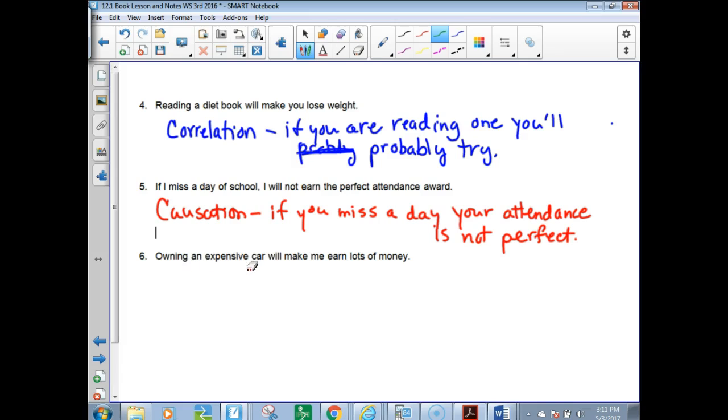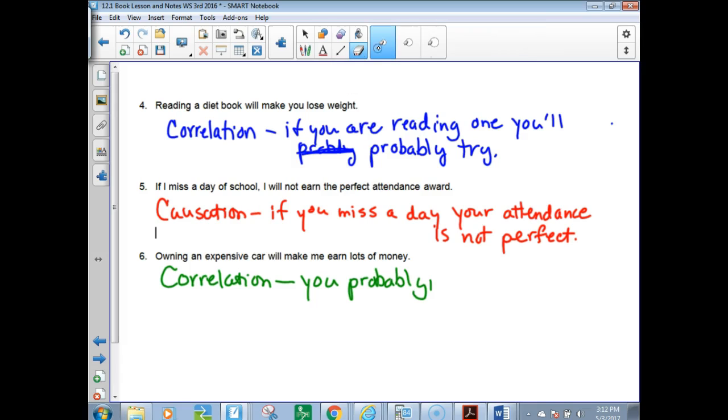Okay. Owning an expensive car. Guys, come on. We're goofing around. Owning an expensive car will make you earn lots of money. It's a correlation, though. You probably make a lot if you own one. This is true. Let's not go into those ideas that might go along with that. You probably make a lot if you bought one.